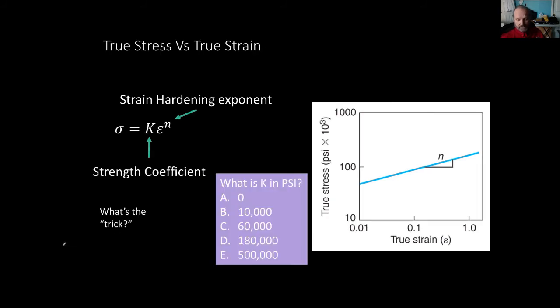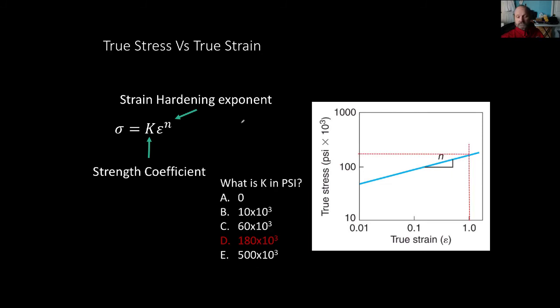All right. So let's say, okay, what is K in PSI? All right, pounds per square inch. That's what this is here. That's a pressure unit. So how do we find K? Okay, it's 180 times 10 to the third. So how did we find that?